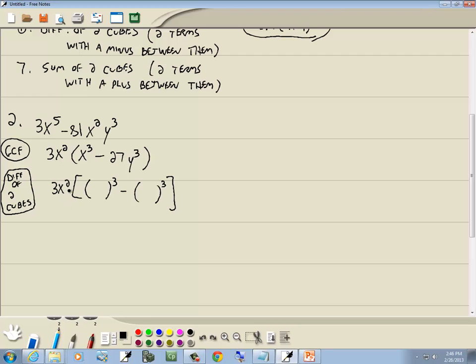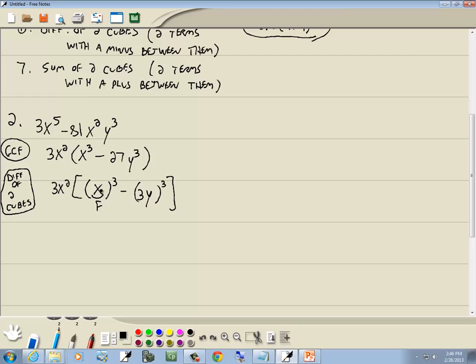3x squared just carries down out in front. We ask ourselves, what times itself 3 times gives us x to the third? Well, x times x times x does. For 27, that'd be 3 times 3 times 3. And y to the third, y times y times y. So we were able to write this as something to the third power minus something else to the third power.